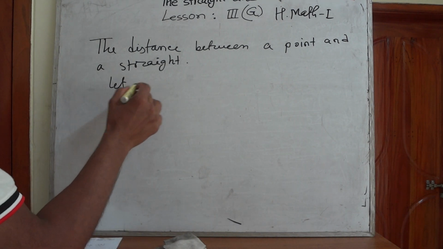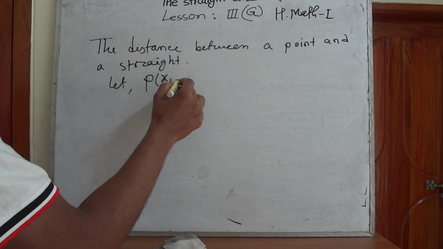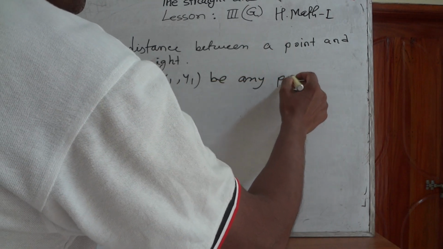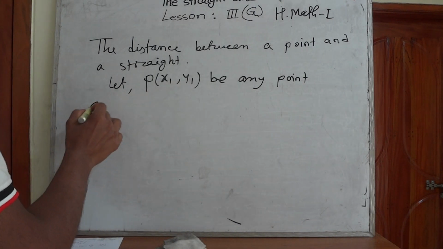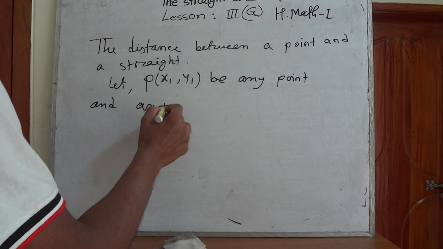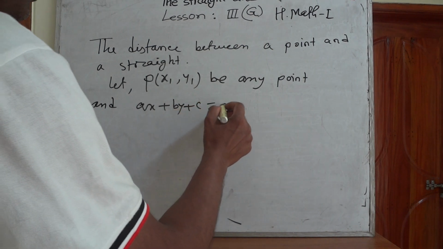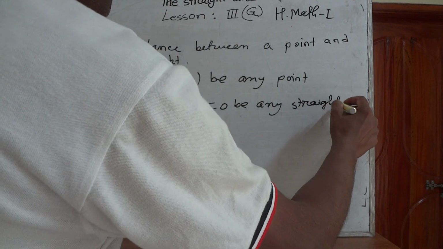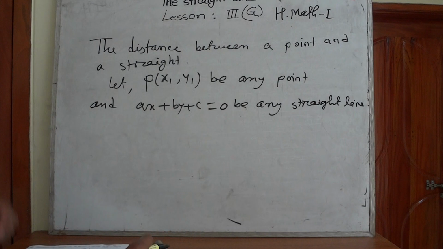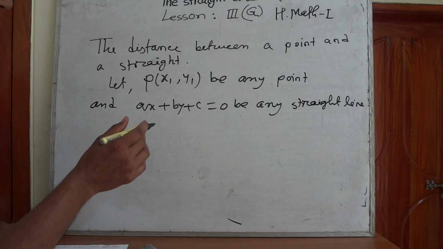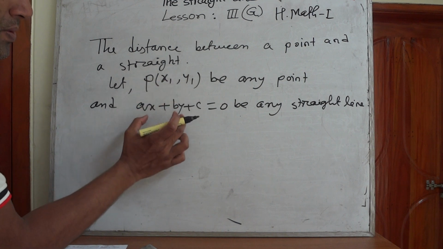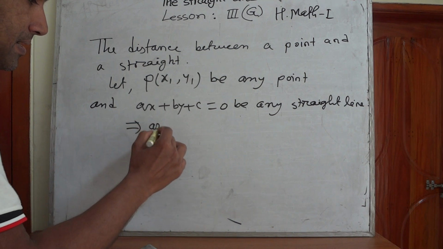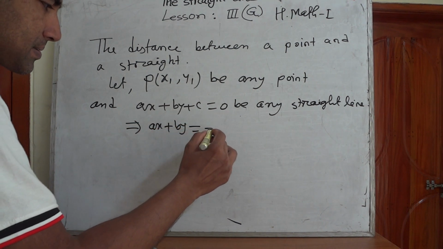So let P(x1, y1) be any point and ax plus by plus c equal to 0 be any straight line. We have to find the distance from this point to this straight line. And this equation can be written as ax plus by is equal to minus c.